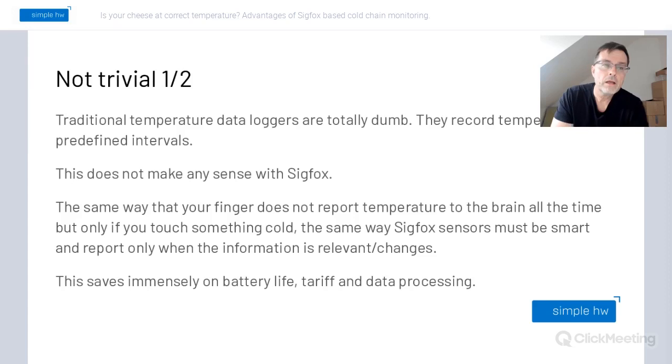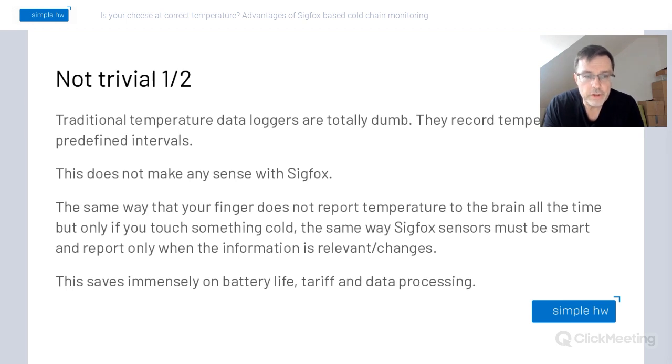So one of the reasons for which Sigfox is far more suitable than anything else for temperature metering is that the traditional temperature data loggers are really stupid. They record temperature at predefined intervals, and then you retrieve the information via either Bluetooth or some kind of proprietary interface from the device. But you don't get the information in real time. You don't get alerts in real time. It requires a lot of human intervention.